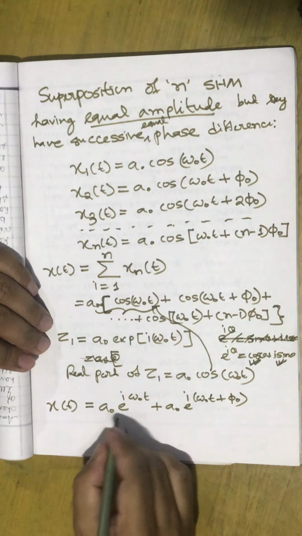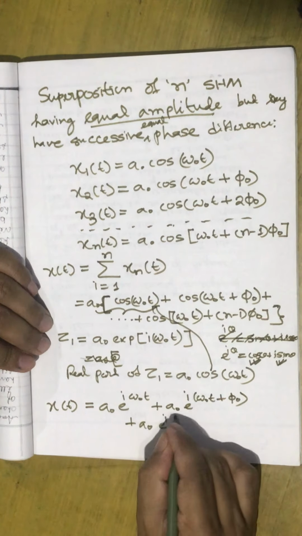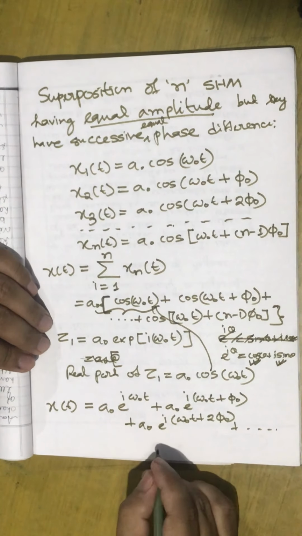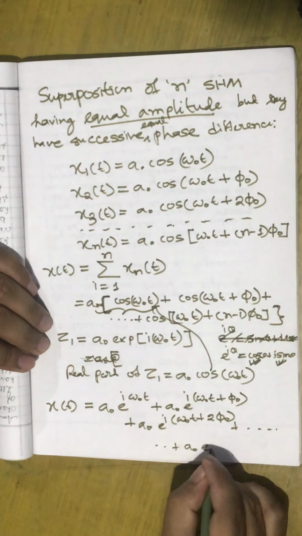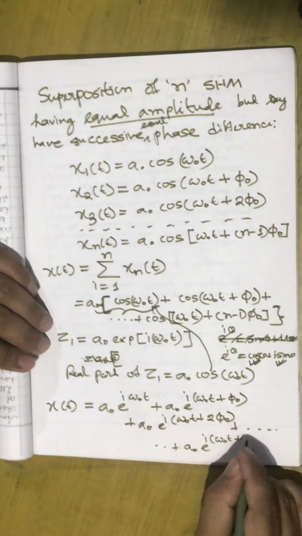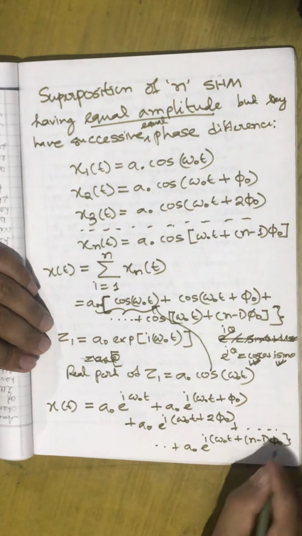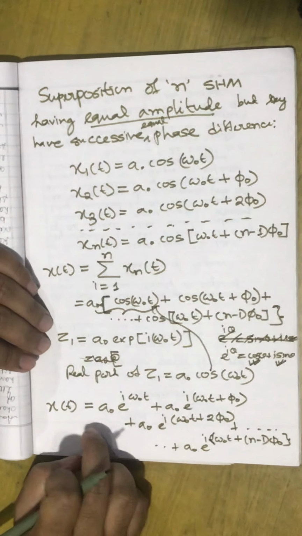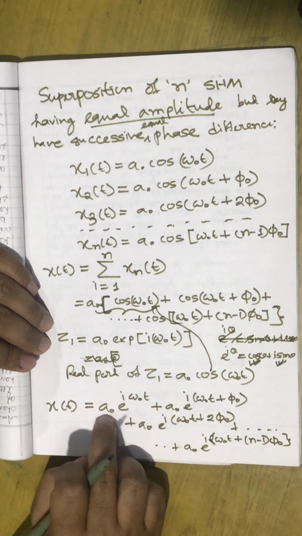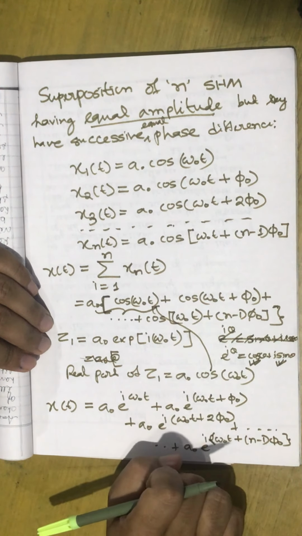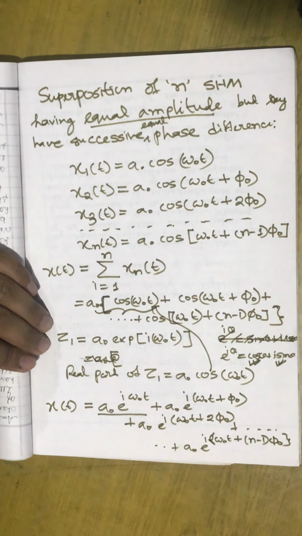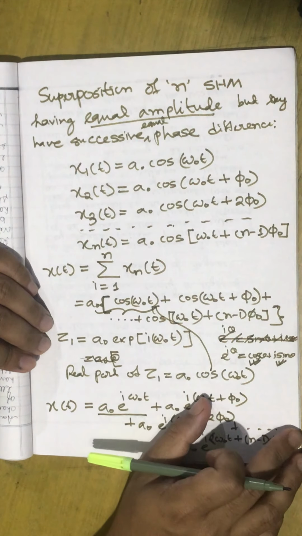Its real part is a naught cos omega naught t plus phi naught. Plus a naught e to the power i omega naught t plus 2 phi naught, plus dot dot dot. The series will go on, and the last term will be a naught e to the power i omega naught t plus n minus 1 into phi naught. You see, in each term there is the presence of the first term a naught e to the power i omega naught t. So in the next step I am going to take out this term as a common term, and then let's see what we find in the result. Let's continue this calculation.